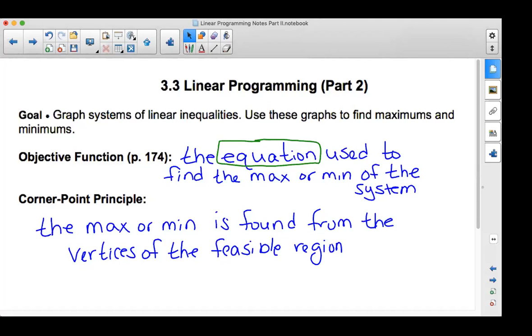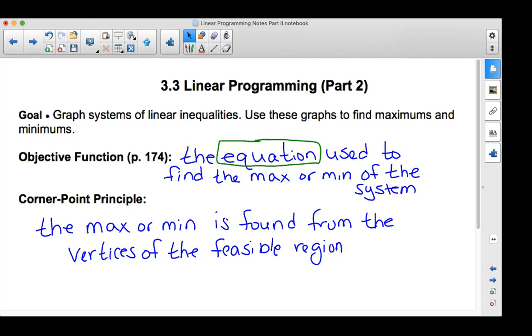It's not going to be in the middle, because if it was a point in the middle, then I should have a value that would be in between the max or the min. So the corner points, there might be 4, there might be 3, depending on the shape that we're given and how many inequalities. But those corner points will always give us the maximum and the minimum values. And we'll be looking for one or the other.